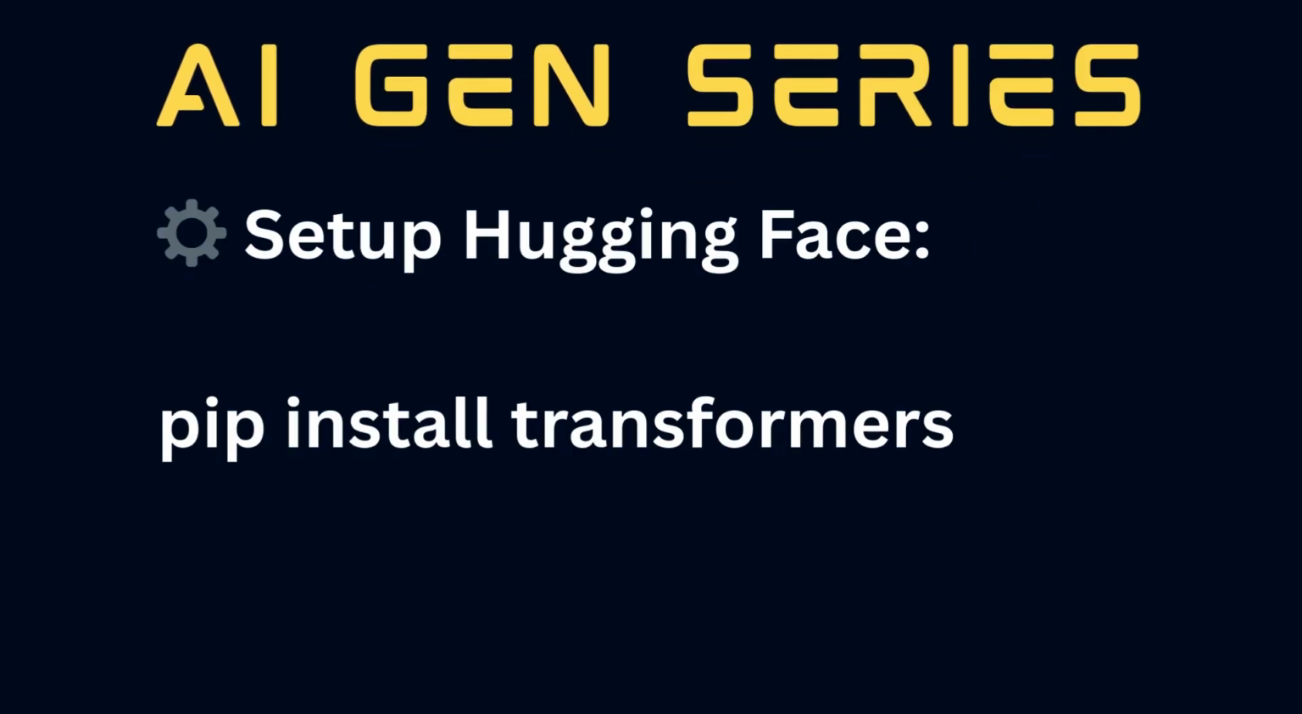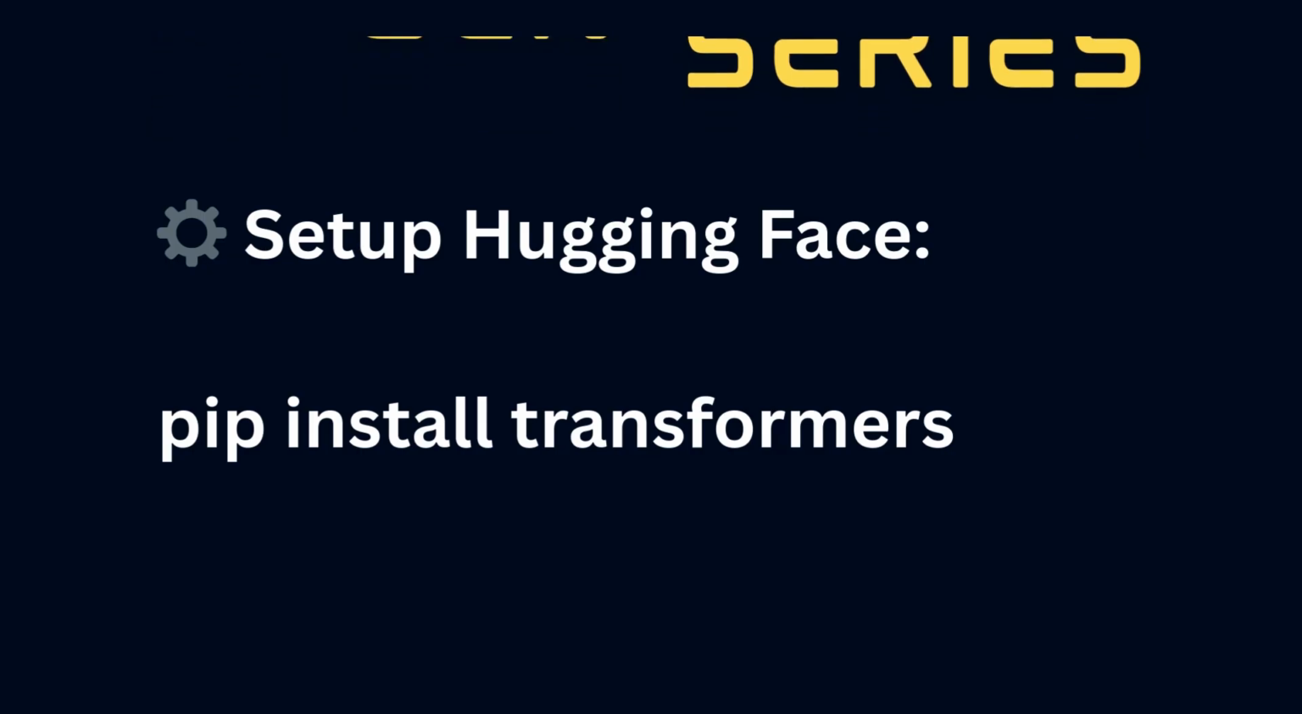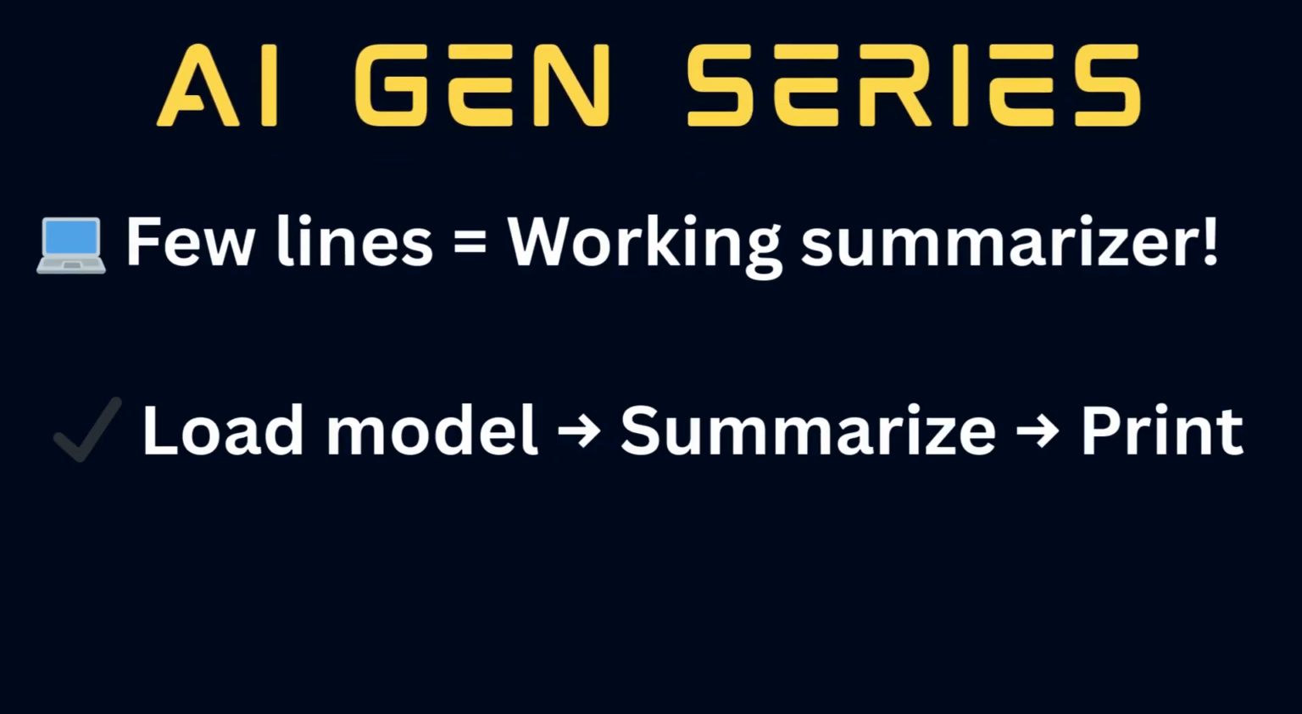Now we will use Hugging Face Transformers, one of the most popular NLP libraries. Just open your terminal or Jupyter Notebook or Google Colab and run pip install transformers. For Google Colab, you have to use an exclamation mark before pip install transformers. That is it. Your summarizer is ready to go. We are going to see in the demonstration how to write the code for this summarization app.